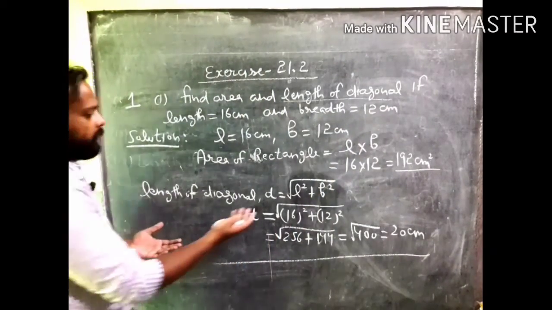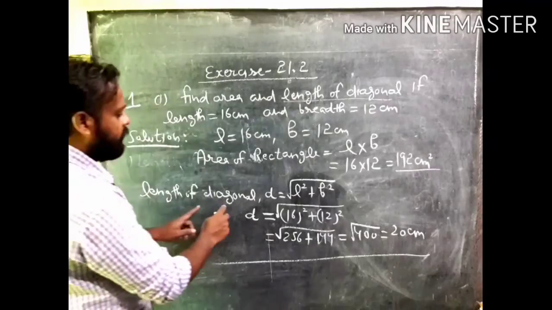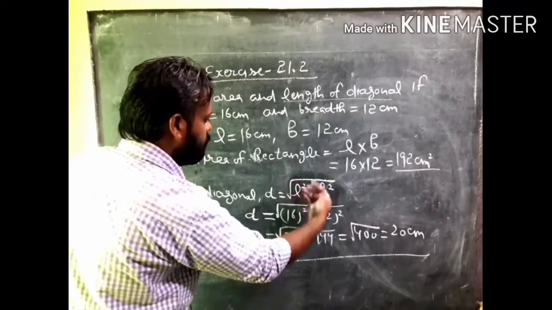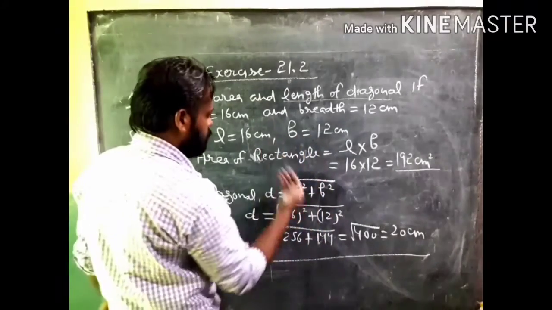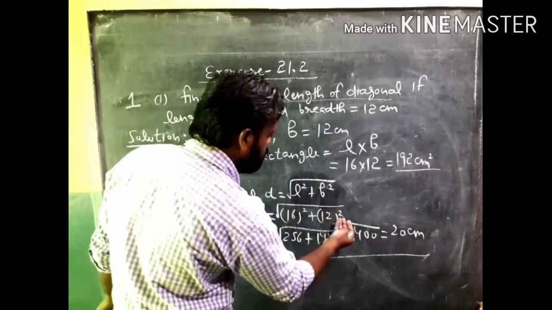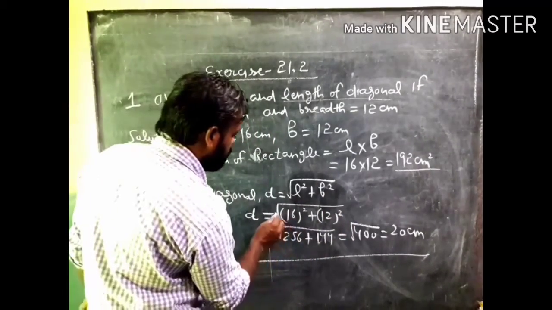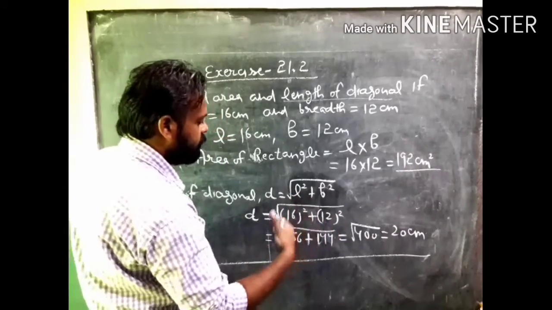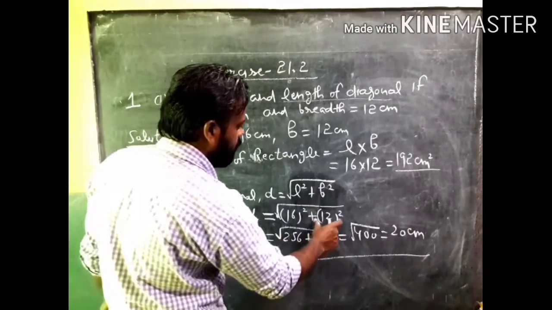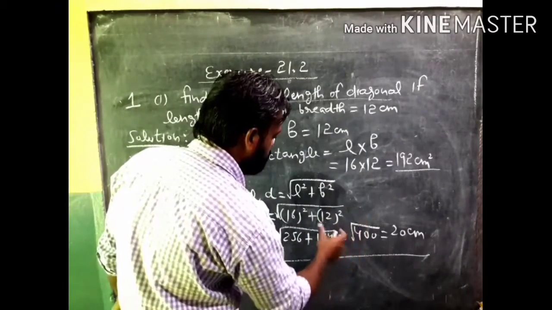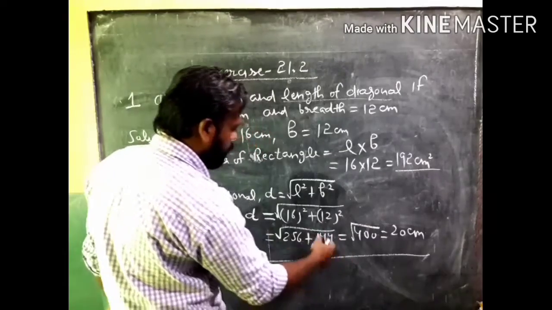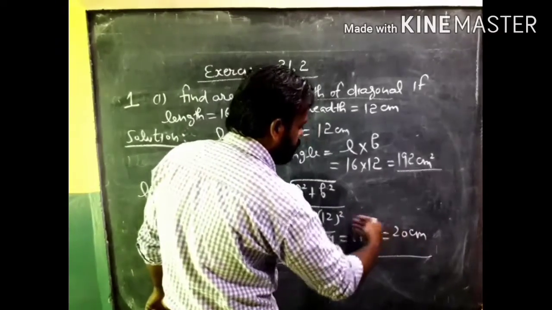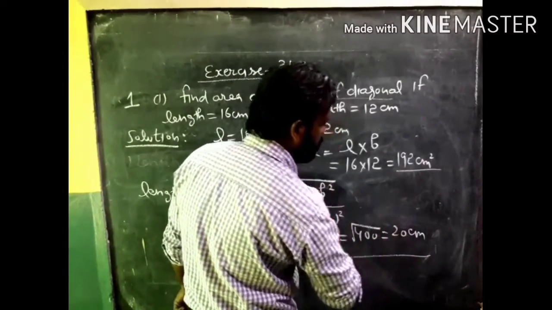And now the next is the length of diagonal. Even in this case we have to simply apply the formula, that is length of diagonal D is equal to the square root of L square plus B square. So you can simply put the values here. The value of L is 16 raised to power 2 and the value of B is 12 raised to power 2, and then you put the square root sign. 16 square means 16 multiplied by 16, it will become 256, and 12 multiplied by 12 will become 144. After adding, it will become 400, and then we find the square root of 400, it will become 20 centimeter.